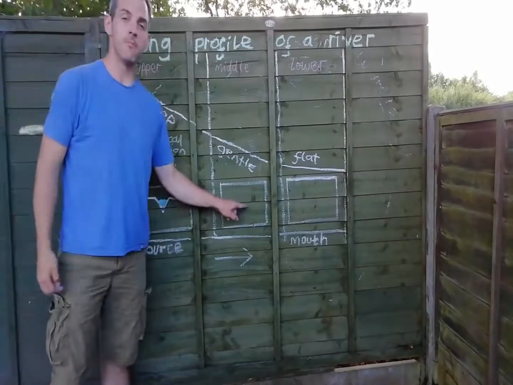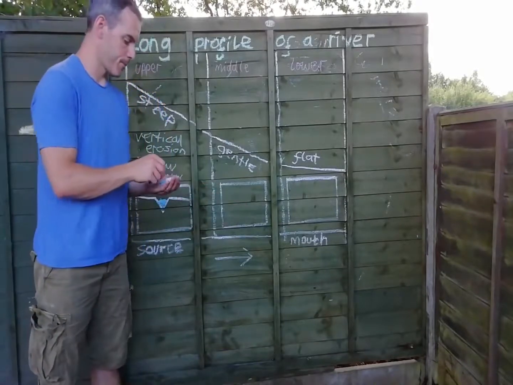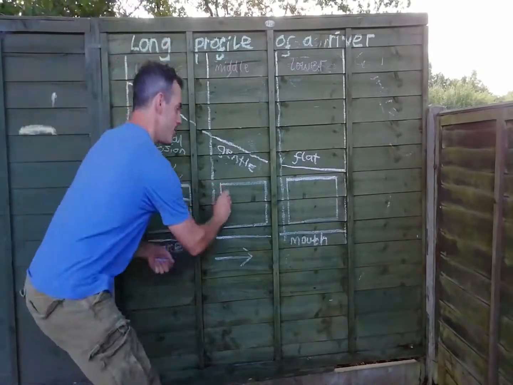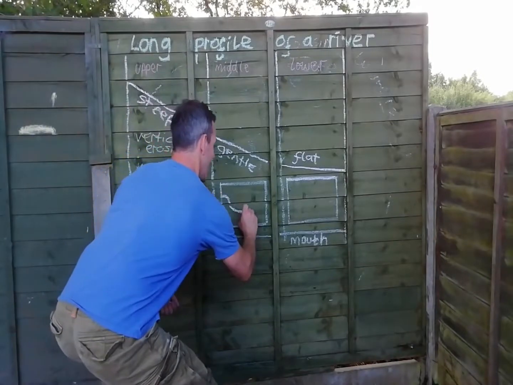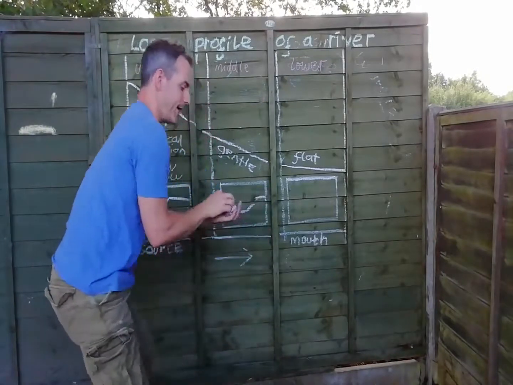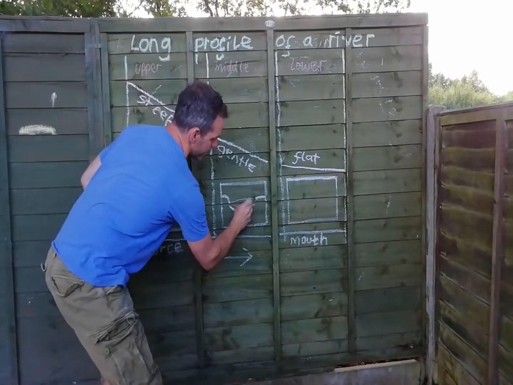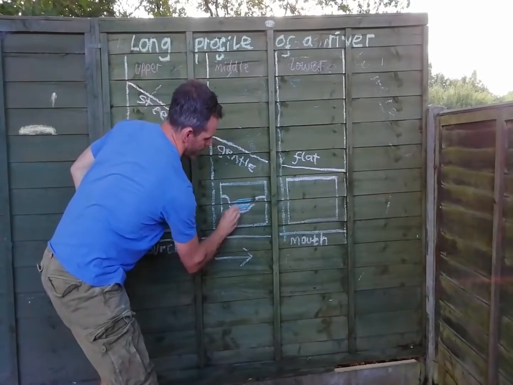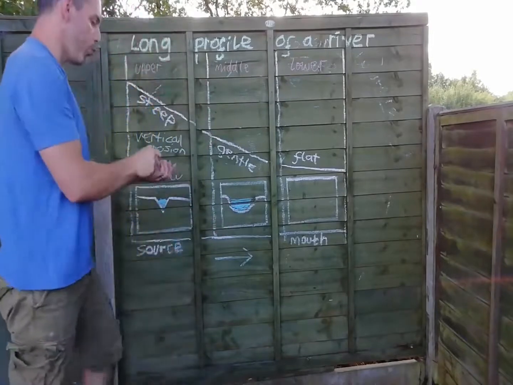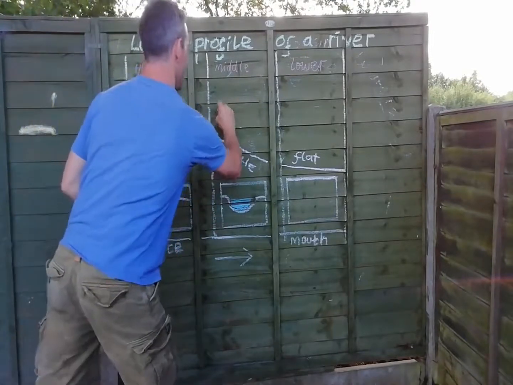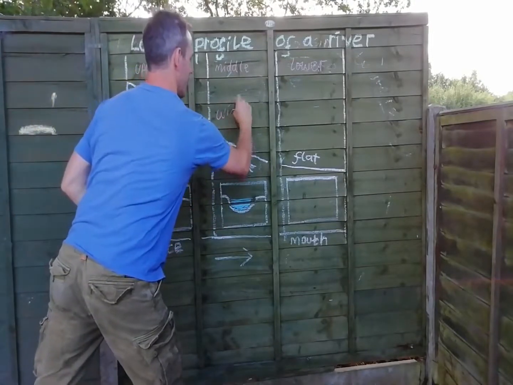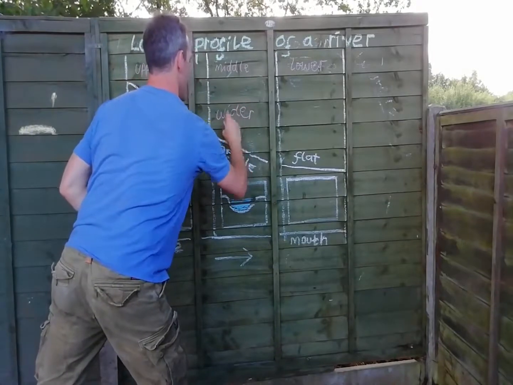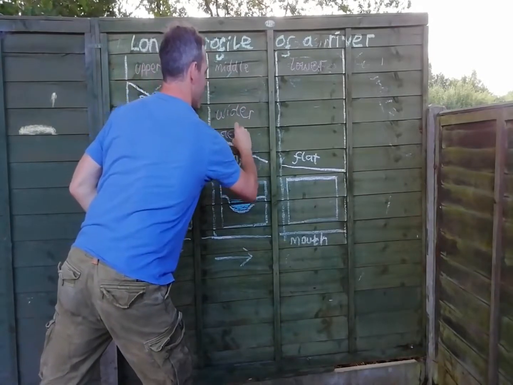Next up, we come to the middle course of the river. So the river channel in the middle course is now starting to get wider and deeper. Okay, so it is wider and deeper. Put this in up here if you like. Wider and deeper.